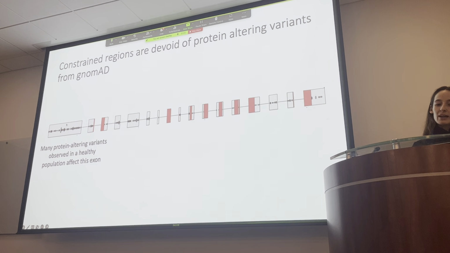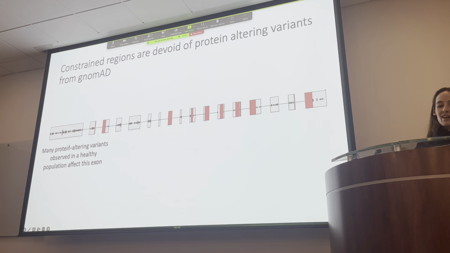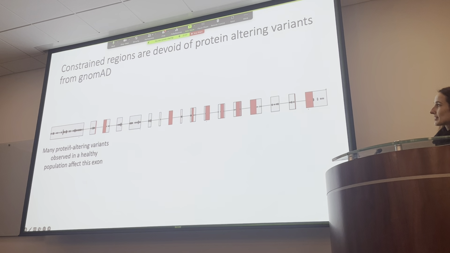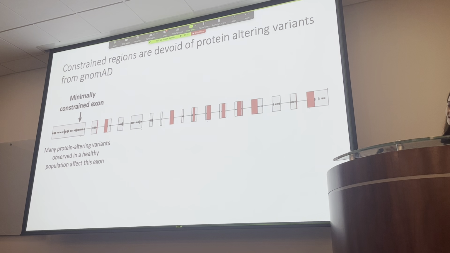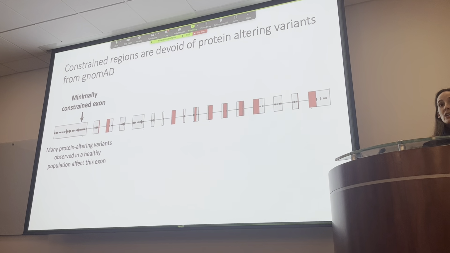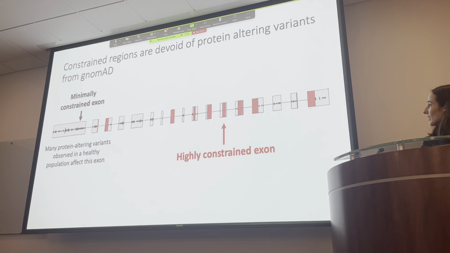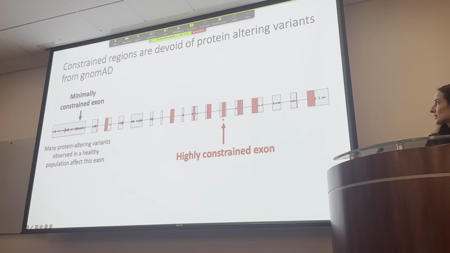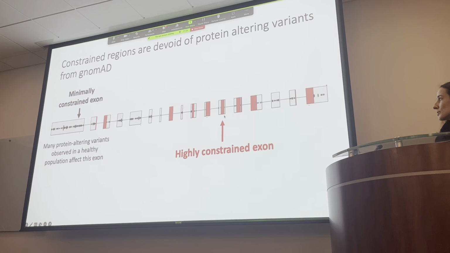You can see some exons have more of these protein altering mutations that were in healthy individuals, and some exons are completely devoid of these mutations. So you would call this exon minimally constrained to mutation, because mutation is allowed there and it seems to be fine. It doesn't affect the person's health. And then you don't see any mutations in the population occurring in these regions, so you would consider this a highly constrained exon.